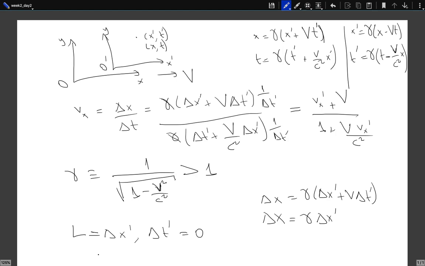So what's wrong in this derivation? That's what I'm asking. We already know that that should be wrong. If the length of an object is measured as L in the other reference frame, in my reference frame it should be L over gamma, not L times gamma.